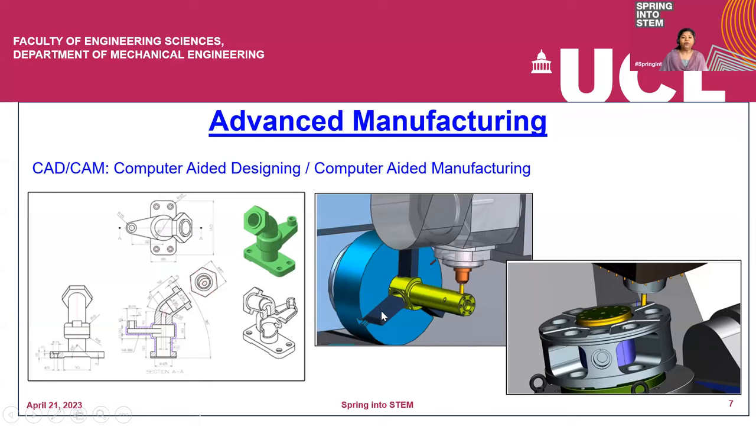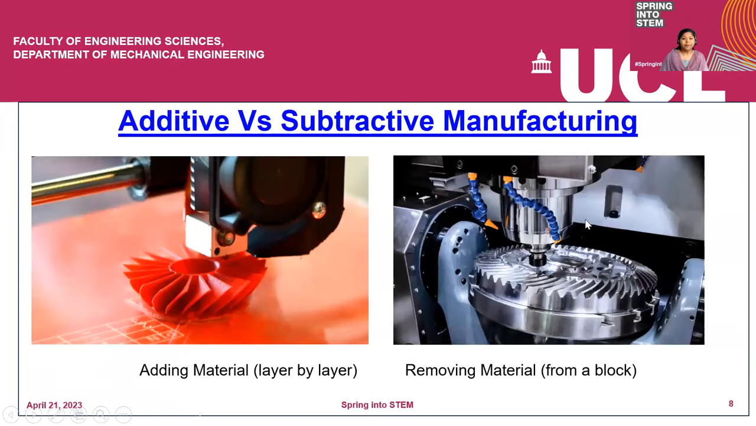Again, before you even mount the raw material in the actual machine, you can simulate the process to see how it would machine, what the different tools that will be used are, if there would be any interference that you need to avoid, and how long it would take to machine the particular component. So what I explained just now is subtractive manufacturing. You start from a block, and you remove the unwanted material to get the final product.